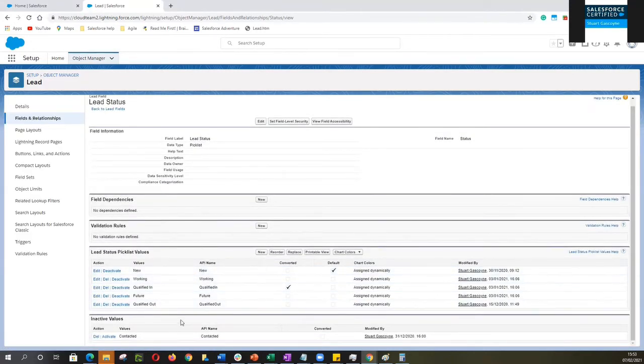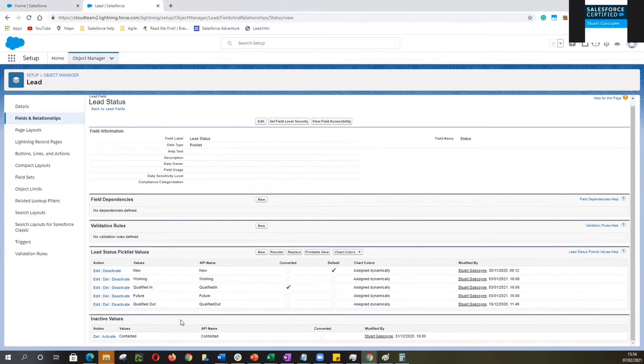So, in my process, qualified in means that the lead has met the qualification criteria. In my case, because I'm trying to sell Salesforce services, it means that the person or the company that is the subject of the lead is a Salesforce user. Qualified out means that they will never be a Salesforce user.